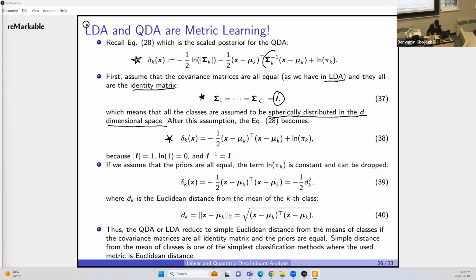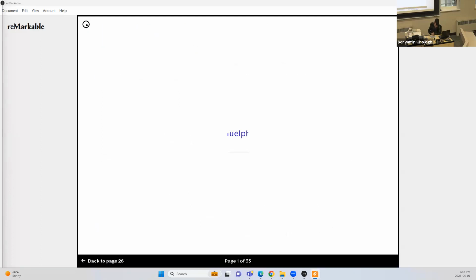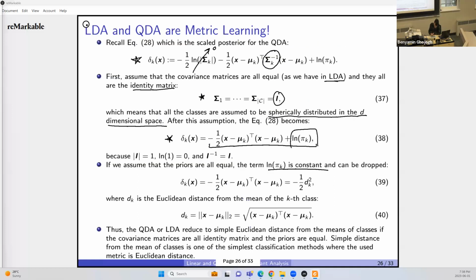Why? Because the identity inverse is identity. So it becomes this. And also, what is log of 1? It is 0, right? So log of identity becomes 0. This goes away. So it becomes simplified to this. And if we assume that the priors are all equal, this term is constant. Sorry. If we assume that the priors are equal, then this goes away and it can be dropped. So it becomes only this.